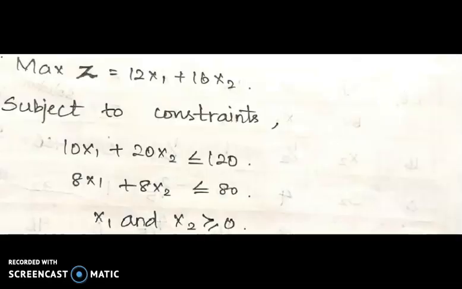This is an example problem of the simplex method. Maximize z equal to 12x1 plus 16x2 subject to the constraints 10x1 plus 2x2 less than or equal to 120, 8x1 plus 8x2 less than or equal to 80, and x1 and x2 greater than or equal to 0. This is a non-negativity constraint.